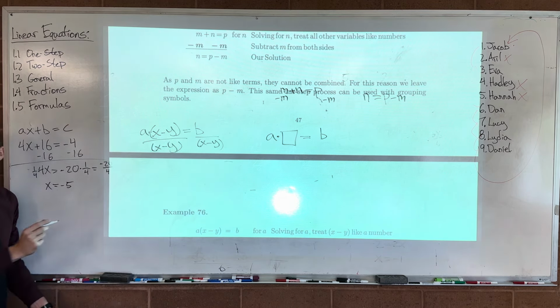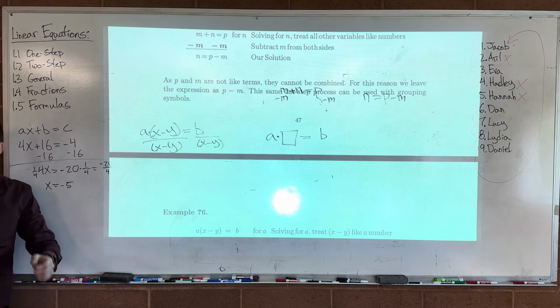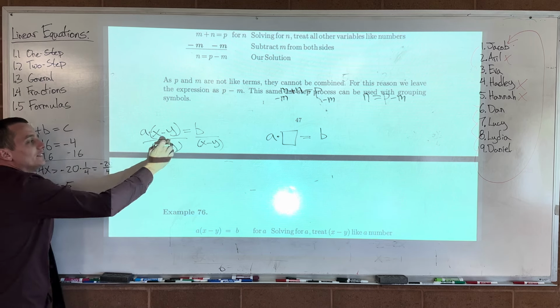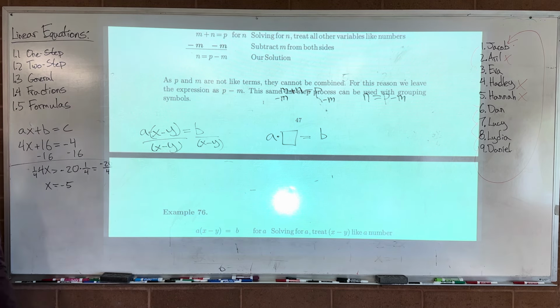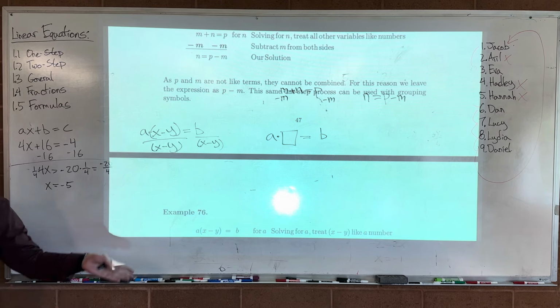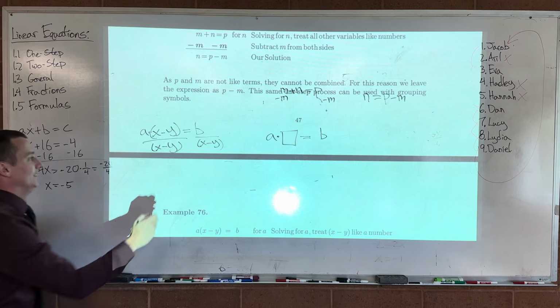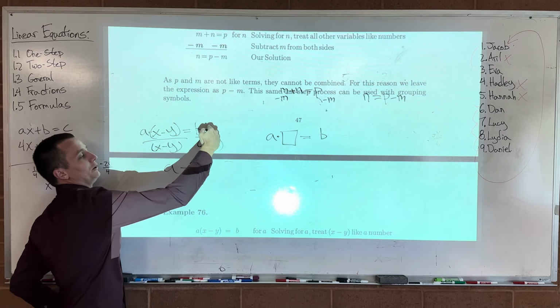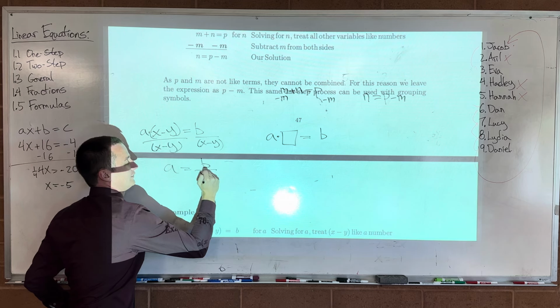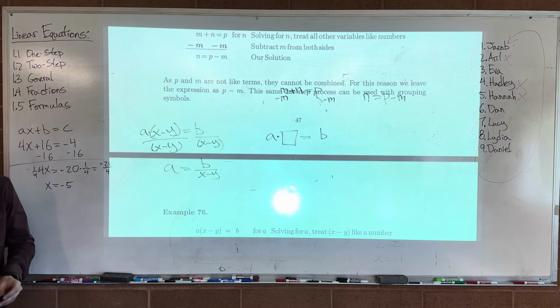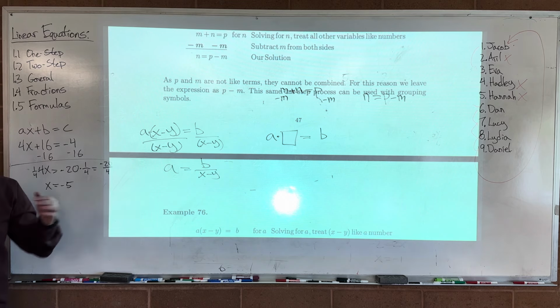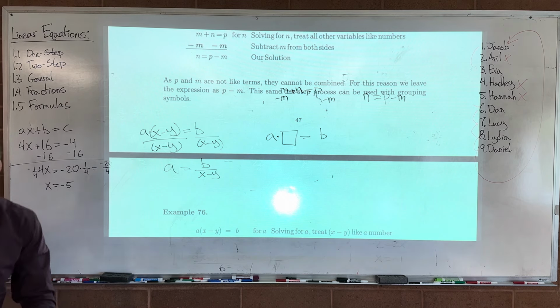x minus y over x minus y is 1. 1 times a is equal to a. So a is equal to b over x minus y. That's it. That's all we have to do. Divide both sides by x minus y. We're done. It's that easy. Don't make your life a nightmare.